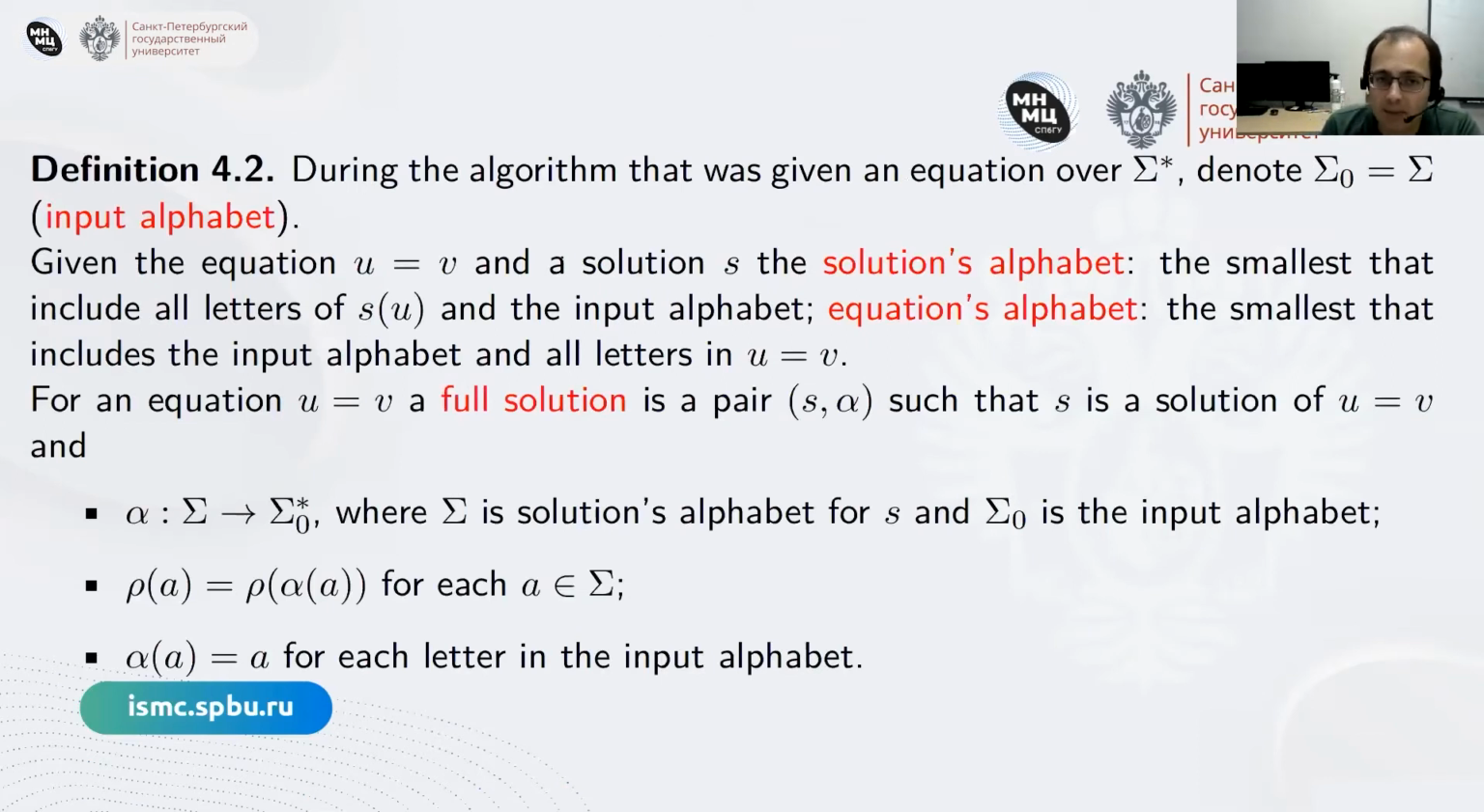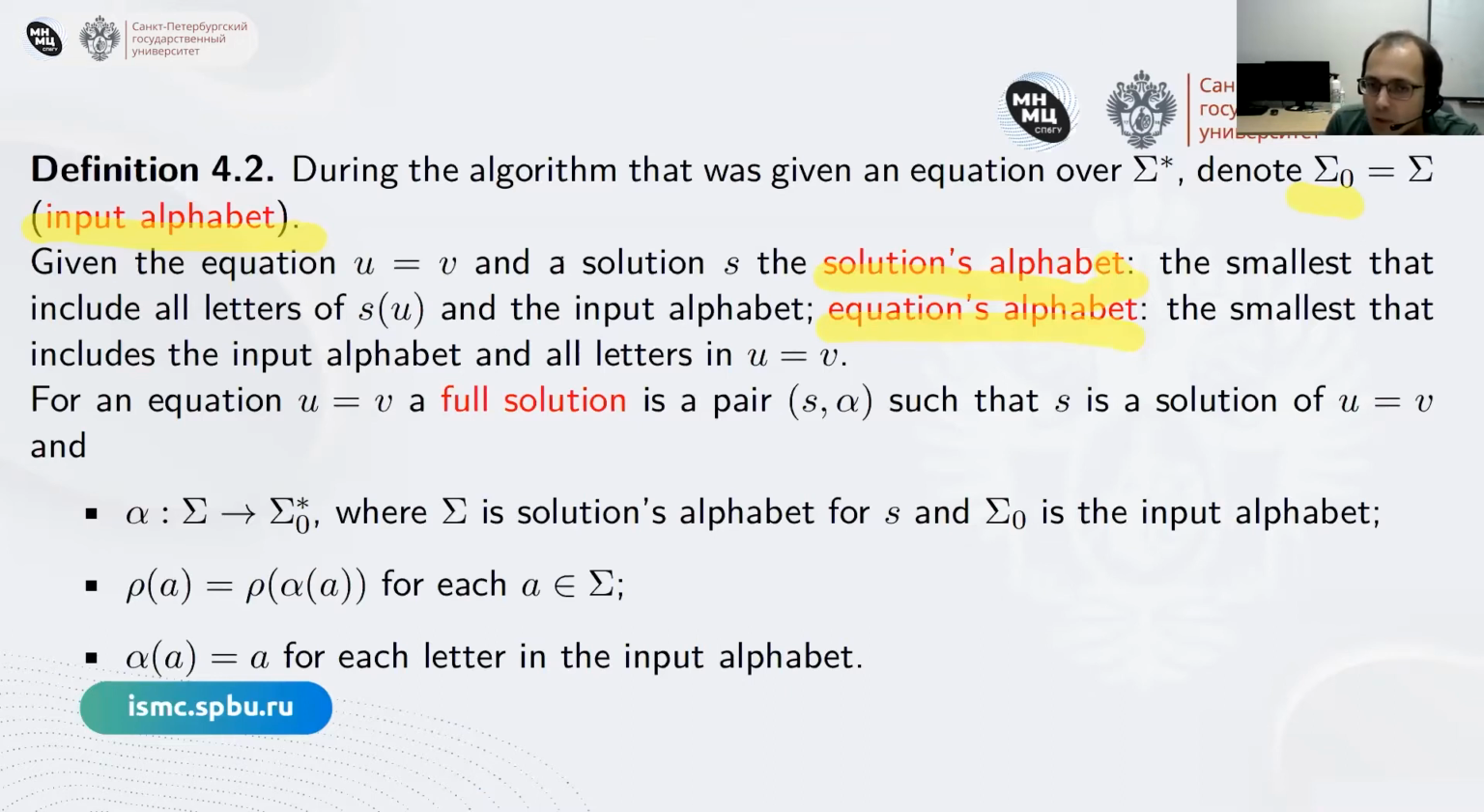Okay, so to make it more formal, or to make sure that we understand it fully: the input alphabet, which I will denote by sigma 0, will be the alphabet which was given at the very beginning. The solution's alphabet is defined for a solution, and those are exactly the letters which are used by this particular solution, together with all the letters in sigma 0 if they are not there. And the equation's alphabet are the letters that you can see in the equation, together with the letters of the input alphabet.